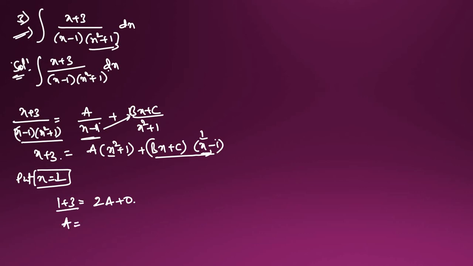This is 4, so 4 divided by 2 will come. So 2 1s are 2, 2 2s are 4. So it is equal to 2. A is equal to how much did we get? 2. So we'll keep this aside.